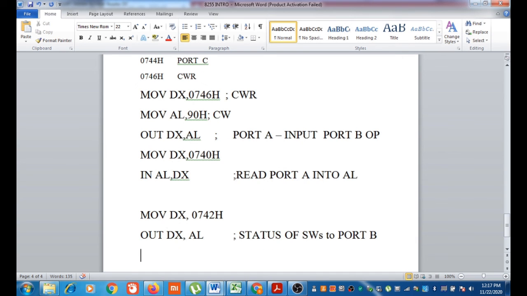You have to do it repeatedly. So jump to next, that is, you will be reading the port, to read port A continuously. So this will be the program.